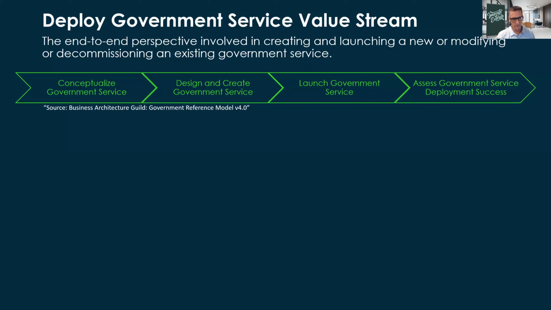When you're starting to design a new service, you have to conceptualize the service. Then you're going to design and create it, all the way through to when you're saying the service is live in production. And then, what are we doing to improve that service ongoing?